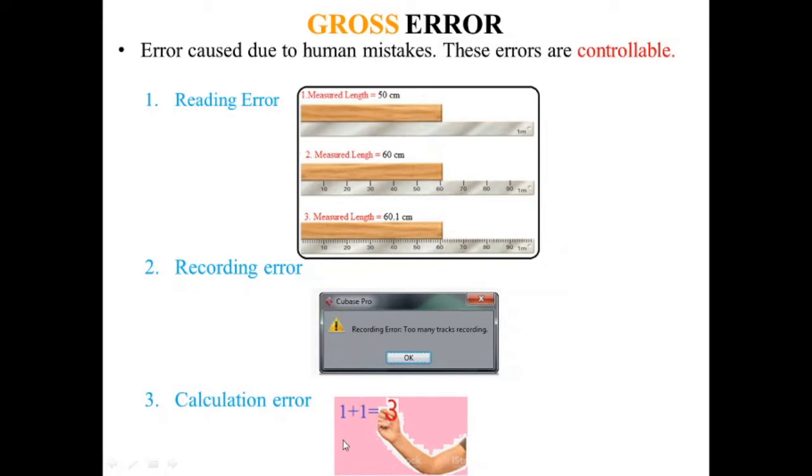Calculation error usually happens while doing the calculations. During that time, one can make an error. For example, here you can see that 1 plus 1 is actually 2, but it is given as 3. Such mistakes we can make, and that will come in the end as the calculation error, and that will cause the gross error. So these are the three types of gross error.